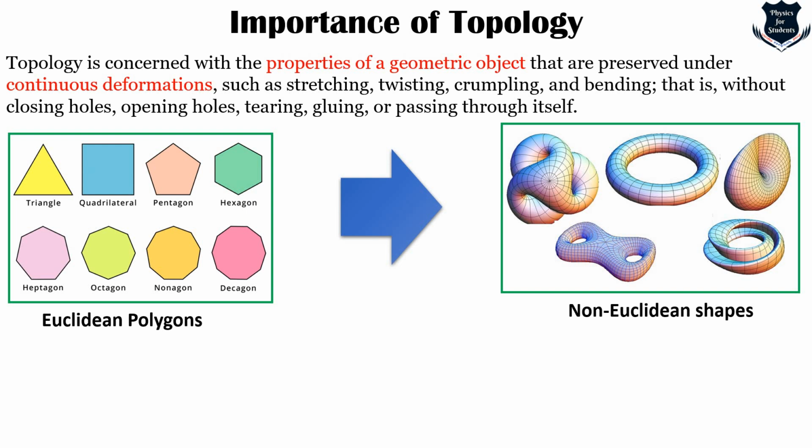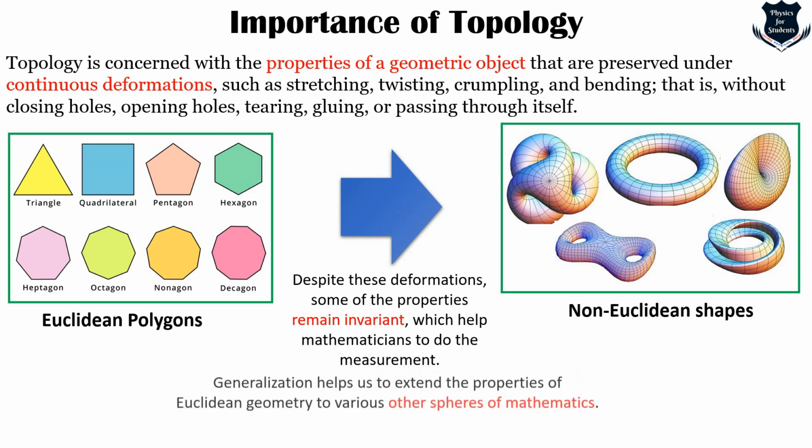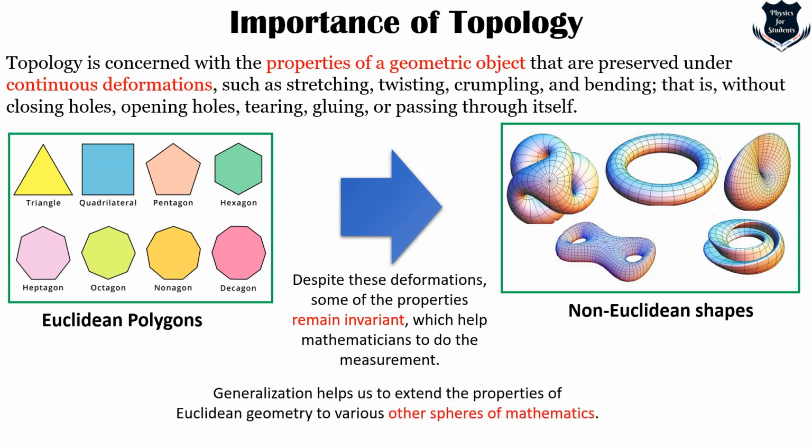We can study those shapes, their characteristics, their structures, so we are not restricting ourselves to a particular coordinate system, but we are becoming coordinate free. So here you see, despite these deformations, some of the properties remain invariant, which helps mathematicians to do the measurement. And this generalized concept helps us to extend the properties of Euclidean geometry to other spheres of mathematics.